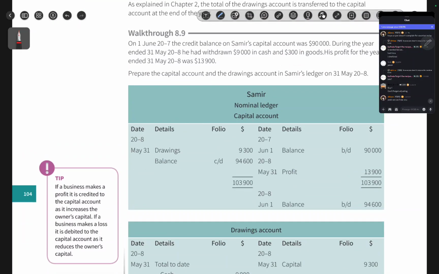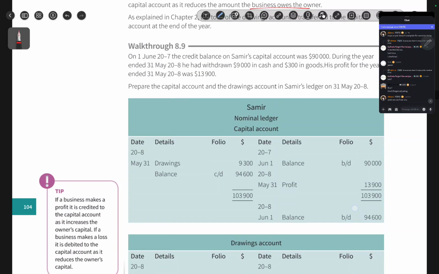This is our balance BD at 2007 June 1. This means that this is our total capital into the business right now. This is how much we have invested. Then we make drawings of 9,300. It reduces our capital. This is our balance CD. One second, we have a profit before that. We have drawings of 9,300 and we have a profit of 13,900, and then we do balance CD, balance BD.